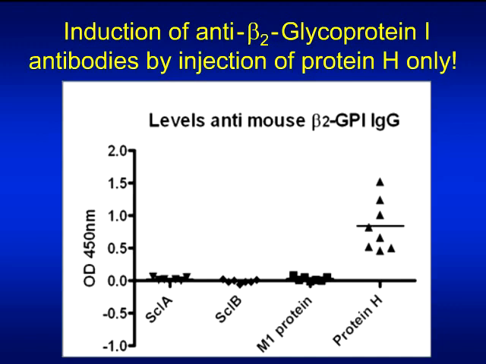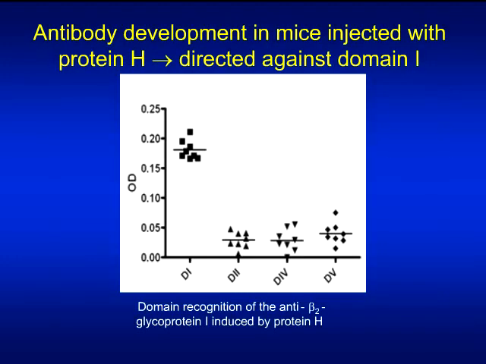So the next step was simple. We injected the mice with the different proteins isolated from Streptococcus pyogenes. And if you inject mice with protein H, they make antibodies against beta 2-glycoprotein 1. If you inject mice with M protein, you do not make the antibodies. And if you inject SLA or SLB, they do not make the antibodies. It's clear that if you inject a bacterial protein, you get antibodies against beta 2-glycoprotein 1, and you have maybe the syndrome. And if you look at which domain the antibodies are directed against, they are directed against domain 1 and not against the other domains.